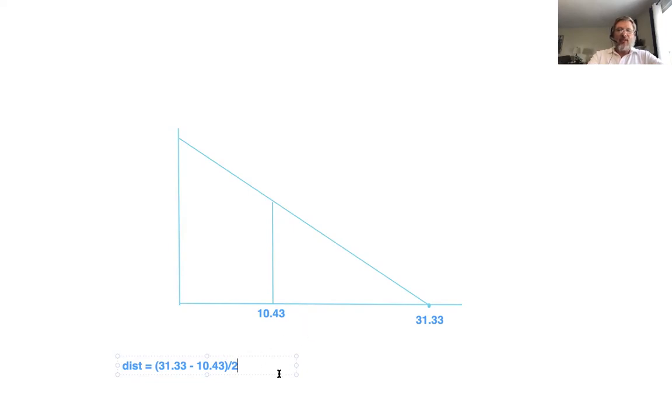Now to find the point that's halfway between, I would add the 10.43 plus that half-distance calculation, right? Because I want to start at 10.43 and I want to add half the distance and end up with the point in between. Do you see what I mean? Yeah. So that would give me the value there. Does that make sense? Sure.